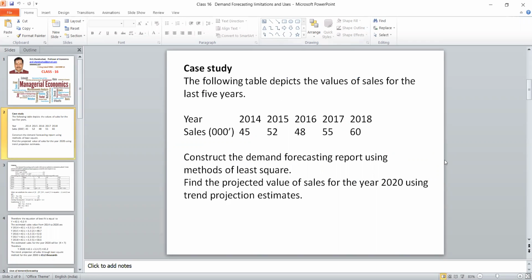So this is one question in MBA. They have given a case study. From the following table, the values of sales for the last 5 years have been given, 2014, 2015, 16 up to 18. The sales value is in thousands. So 2014 45,000, 2015 52,000, 2016 48,000, and respectively 2017 and 18, 55 and 60.